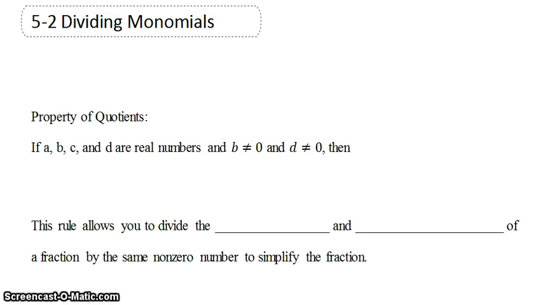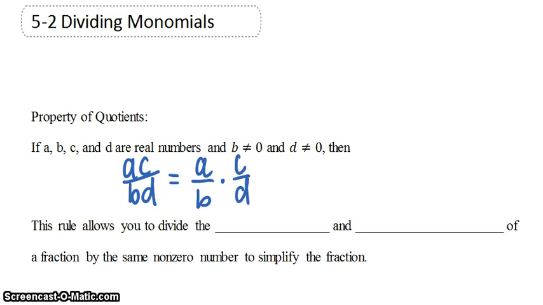Okay, so we're doing 5-2, and it's dividing monomials, okay? So we're thinking of monomials as kind of like one term. So our first rule is the property of quotients. It says, if A, B, C, and D are real numbers, and B does not equal 0, and D does not equal 0, then AC over BD equals A over B times C over D.